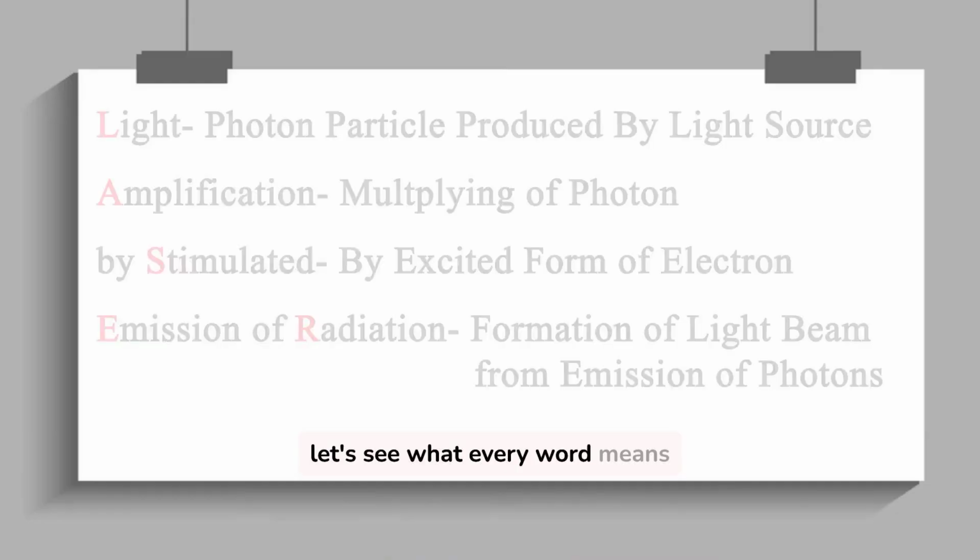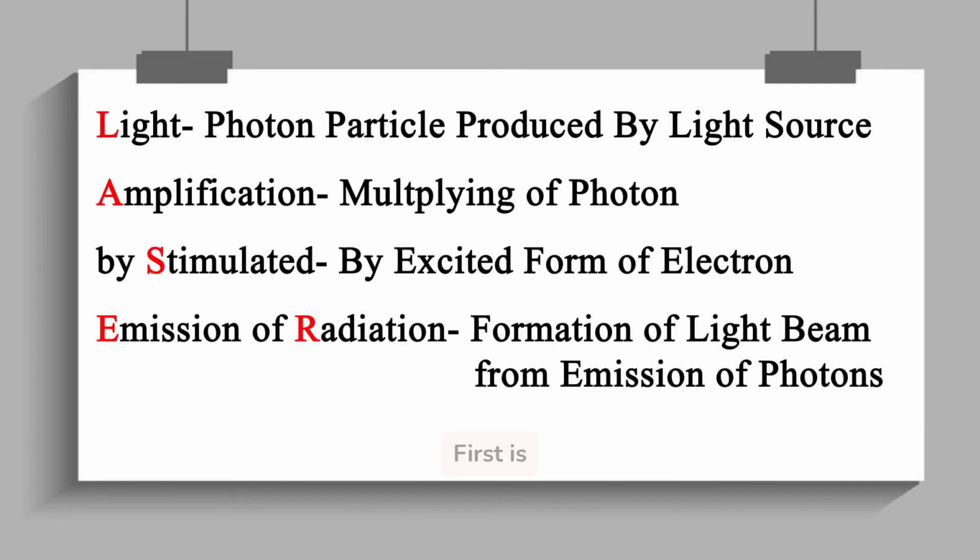Now let's see what every word means in the full form of laser. First is light. We use a light lamp to start the laser light, and then the photon particle is amplified or doubled by the emission of radiation or photon from the stimulated or excited state of the electron.